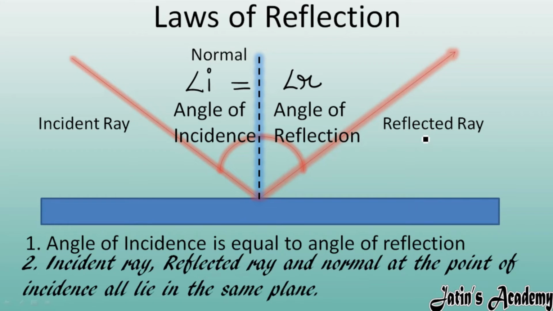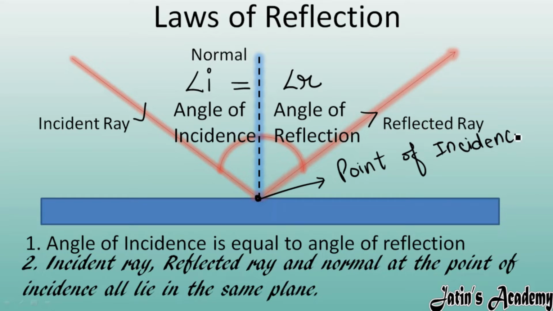Second law of reflection: we have the incident ray, reflected ray and normal at the point of incidence. The point where the incident ray, reflected ray and normal meet is known as the point of incidence. Okay. So the incident ray, reflected ray and normal at the point of incidence all lie on the same plane. So this is the second law: incident ray, reflected ray and normal all lie on the same plane.